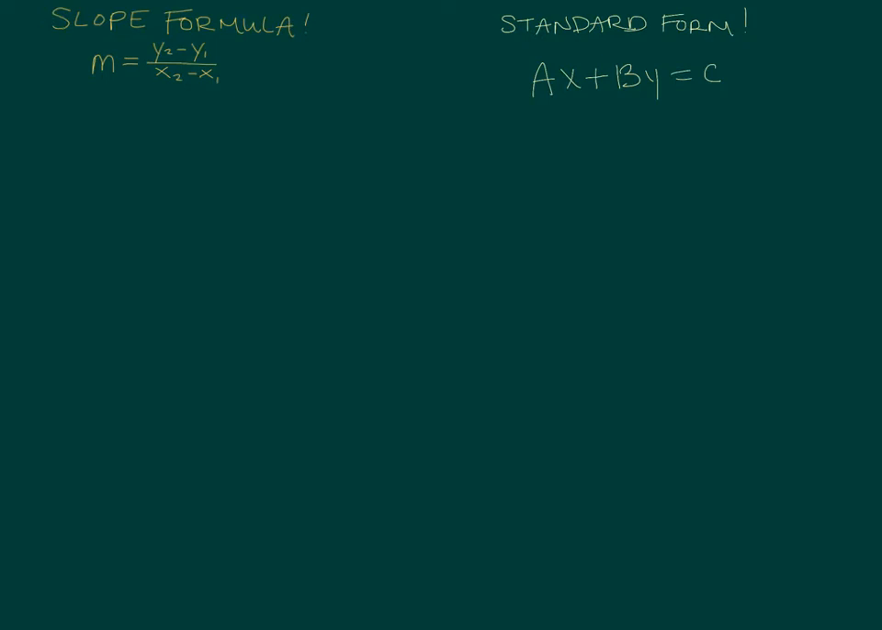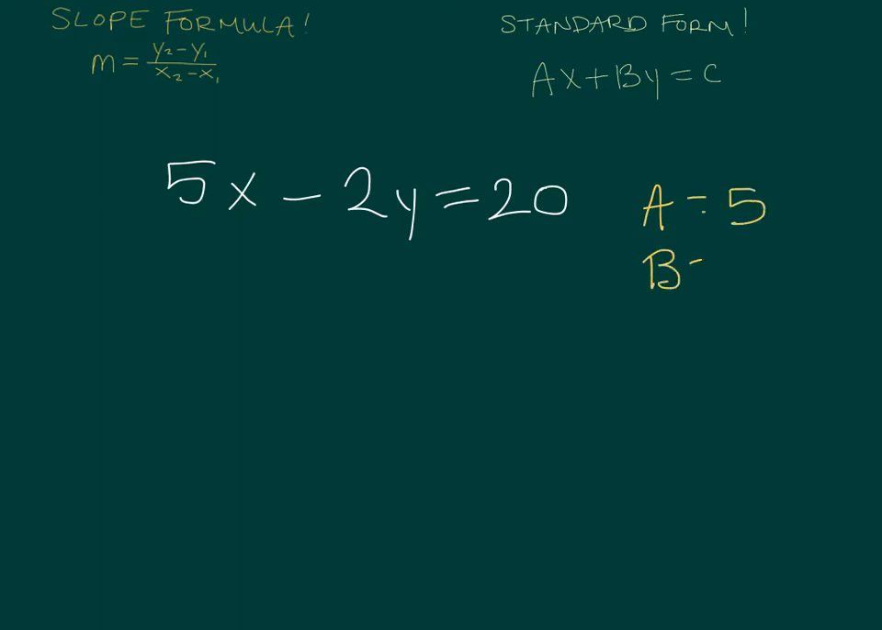So if we've got an equation, like I'm looking at example 2 on page 113, if we've got an equation that looks like 5x minus 2y equals 20, right? So in this case, we've got a equals 5, b equals -2, and c equals 20. Just make a note of that to myself in case it becomes helpful in a minute.